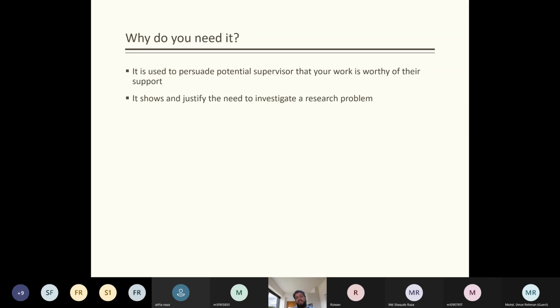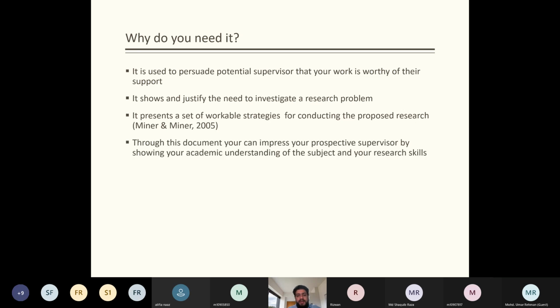It also shows that there is a need to investigate a research problem, and you justify it by writing a research question and hypothesis. It presents a set of workable strategies for conducting the proposed research. So in the methodology section of the research proposal, you're going to be talking in detail about how you're going to do this research. Is this going to be workable? What strategies are you going to be using?